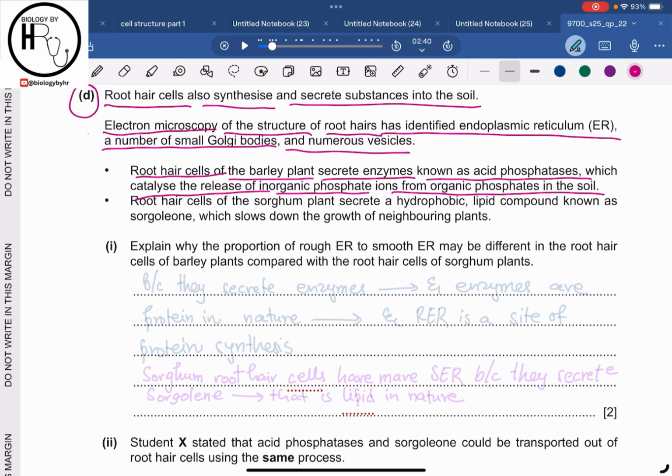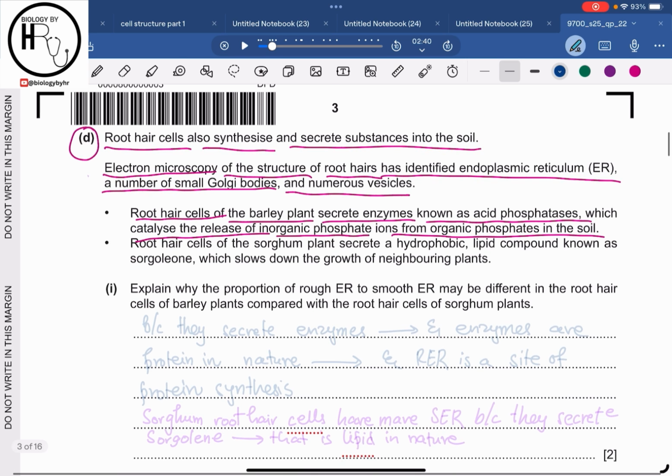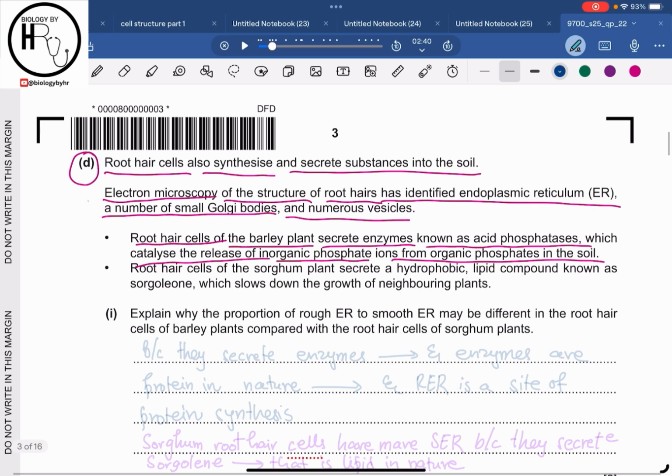So basically they are saying that in the root hair cells, let's summarize the question as well, and then let's summarize what they are asking. Let's summarize the information that they are actually providing us in the question. They are saying that in the root hair cells they have seen the endoplasmic reticulum. Now the endoplasmic reticulum can be the rough endoplasmic reticulum and it can be the smooth endoplasmic reticulum.